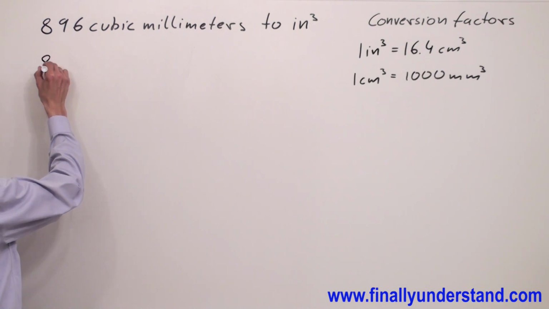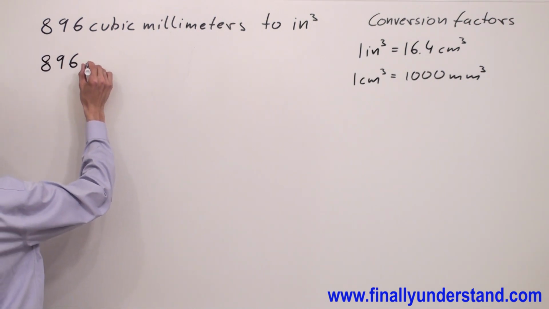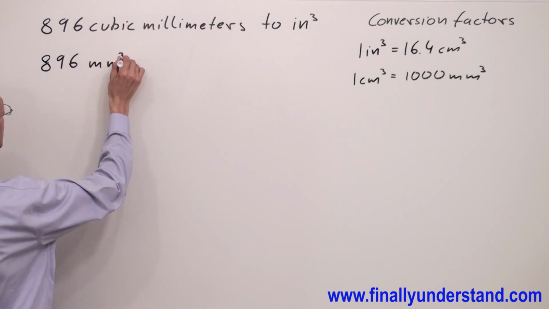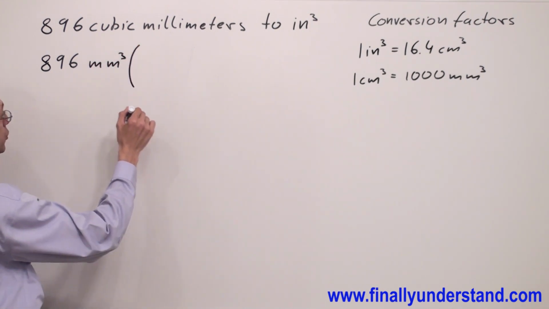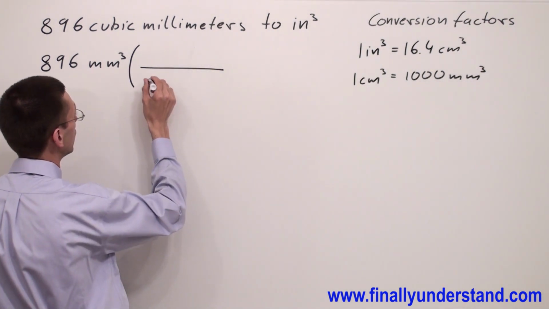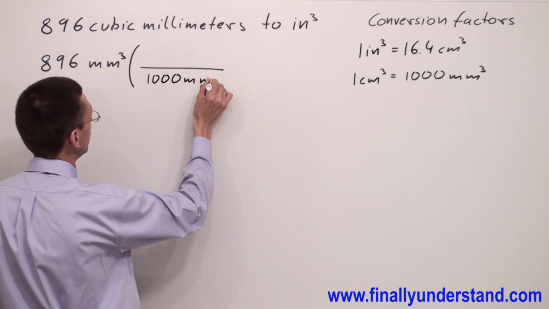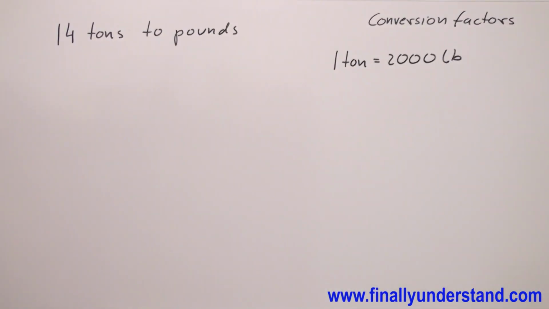We have 896 cubic millimeters. I have to convert this to cubic centimeters first. I have 1000 cubic millimeters.